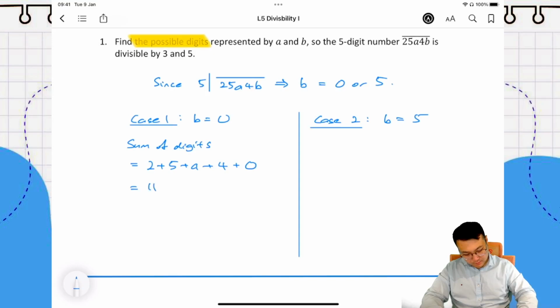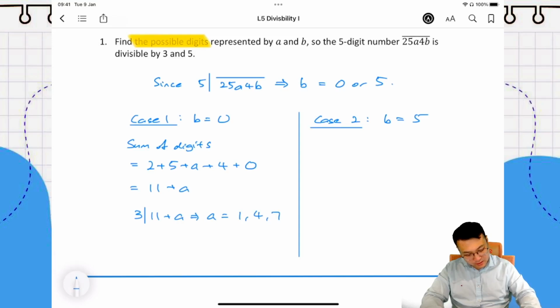11 plus 8. Okay. Now, must this be divisible by 3? Yeah. The sum of digits, 11 plus a. So, number 3 must be able to divide 11 plus a. Therefore, what are the possible values of a? Such that 1, 4, 7. 1, 4, and 7. Very good.